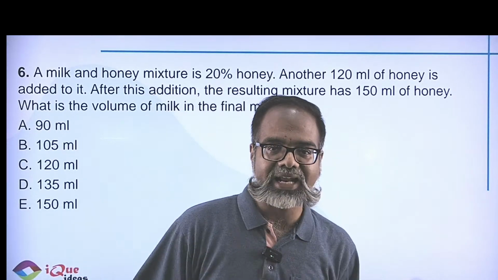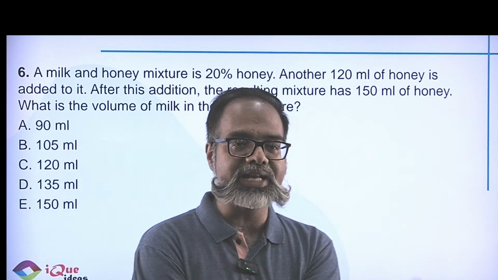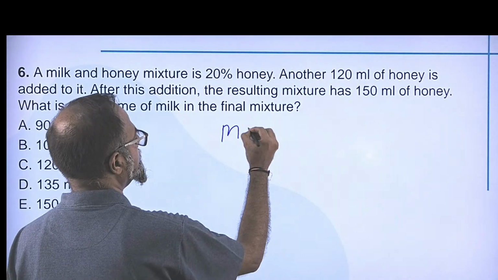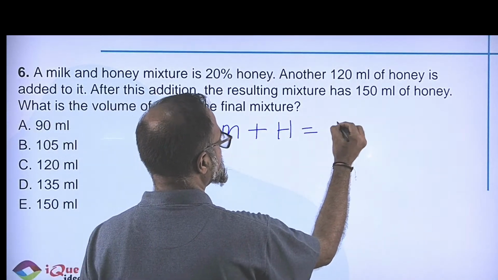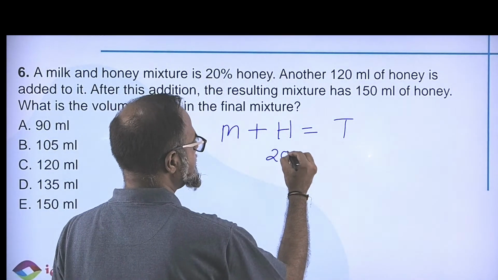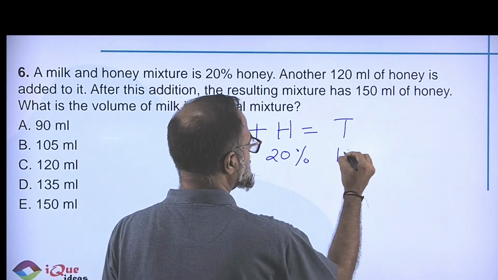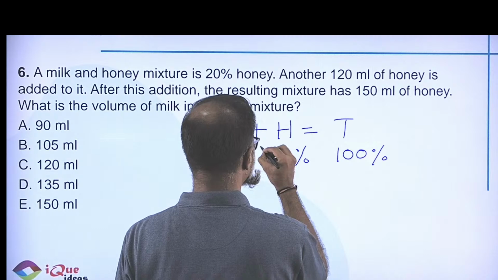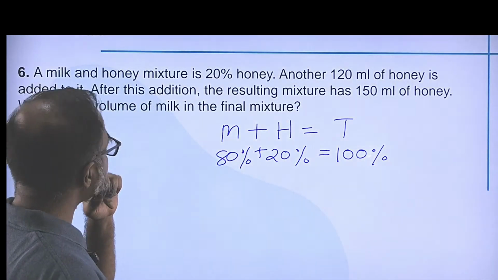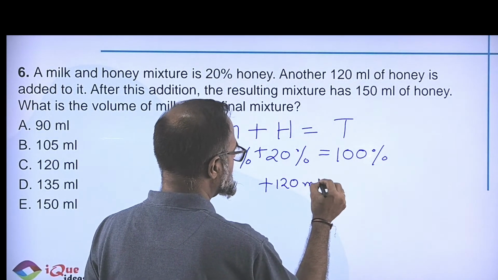Percentage. Ooh, I like percentages. A milk and honey mixture is 20% honey. Okay, so milk plus honey is equal to total. So if 20% is honey, the remaining 80% will be milk, because the total should always be 100%. No doubts there. Another 120 ml of honey is added. Okay, so I have 120 ml more honey.